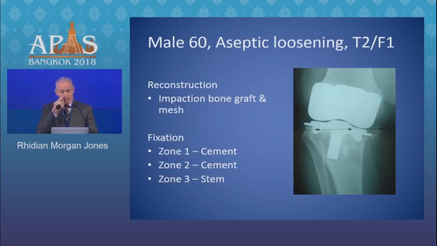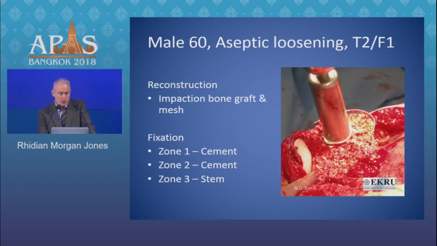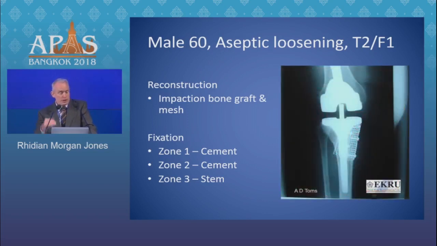Male 60, aseptic loosening, T2 F1. This is a case from my colleague Andy Toms in Exeter. And he's used a mesh and bone graft to reconstruct. But his fixation is cement in zone 1 and 2 with a supplementary uncemented stem in zone 3. So he's thinking about reconstruction and fixation using zones to get a good outcome.